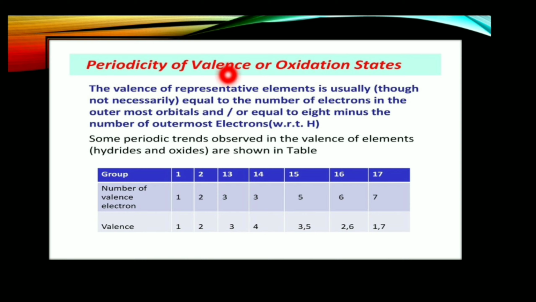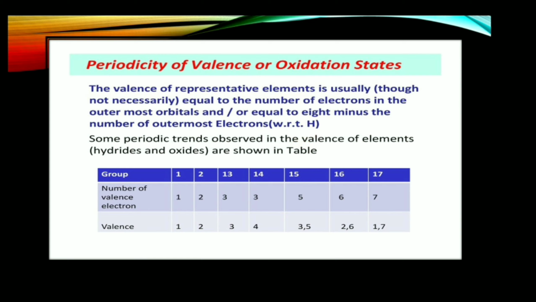Periodicity of valence or oxidation state. Valence is the combining capacity of the element. It is formed by the number of valence electrons. The valence of representative elements is usually equal to the number of electrons in the outermost orbitals, and also equal to 8 minus the number of outermost electrons with respect to the hydrogen scale.